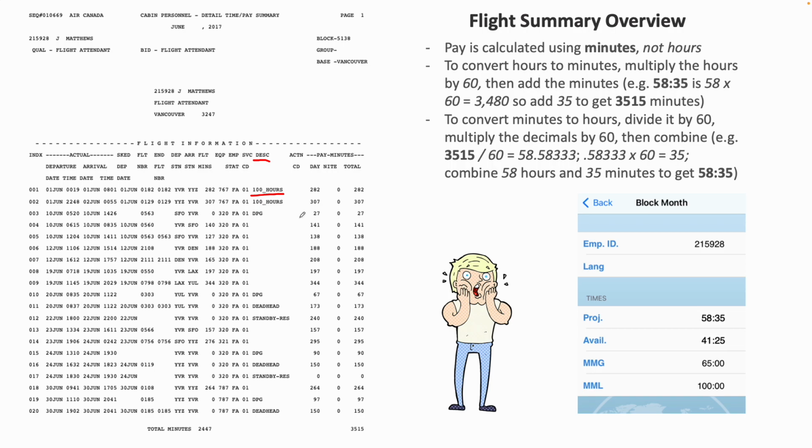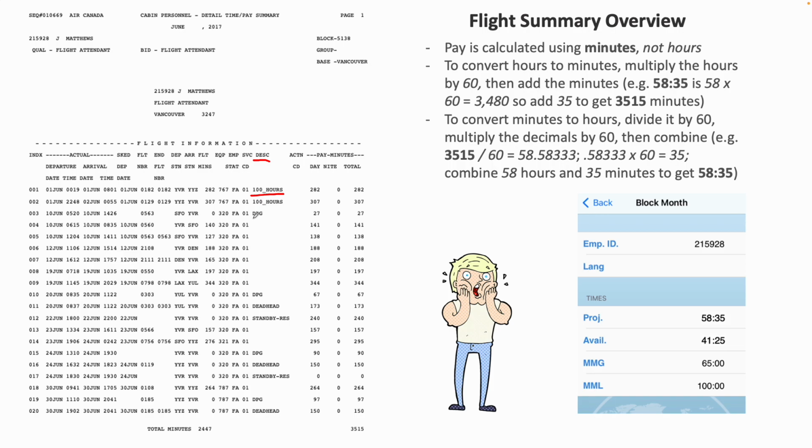100 hours or VE is paid over and above our minimum monthly guarantee when we're on reserve, so it has to be noted when we've done any sort of flying that is 100 hours, and that way it can be appropriately factored into calculating our pay.